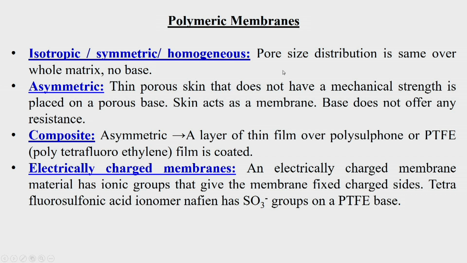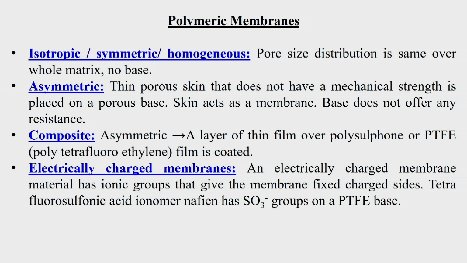Now, we will be discussing the details of polymeric membranes, which may be isotropic, symmetric or homogeneous, whatever we call it. The pore size distribution is the same over the whole matrix. But in reality, getting a symmetric, isotropic or homogeneous membrane is very tough. So, generally we get other membranes which are not isotropic, not symmetric or not homogeneous.